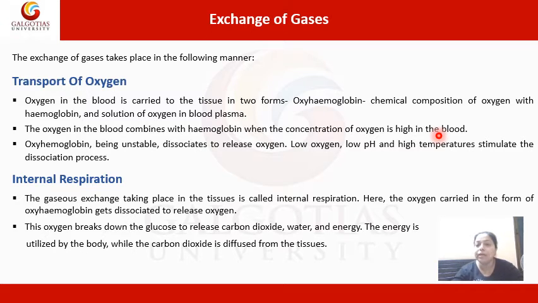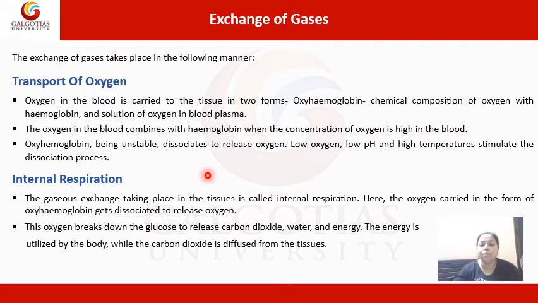And what is hemoglobin? Hemoglobin, as we saw, is the protein part of the RBC molecule. It is made up of 4 strands of protein with the heme molecule in the center, which is the iron-containing molecule. So hemoglobin has the capacity of carrying 4 oxygen molecules. Oxygen combines with hemoglobin to form oxyhemoglobin when the concentration of oxygen is high in the blood. Oxyhemoglobin, however, is highly unstable and it dissociates to release this oxygen.